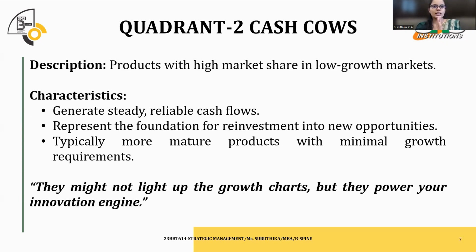The second quadrant are cash cows. These are products with a higher market share and a lesser growth rate. So the growth rate is less, but market share is more. These products generate a steady and reliable cash flow. These products steadily contribute to the cash flow of the business. They act as the foundation for any reinvestment. So these are the products that bring in money. These are the products that contribute to the positive economic growth. So whatever you earn from this product goes in as investment to the other products.